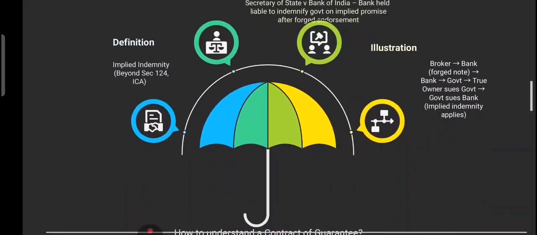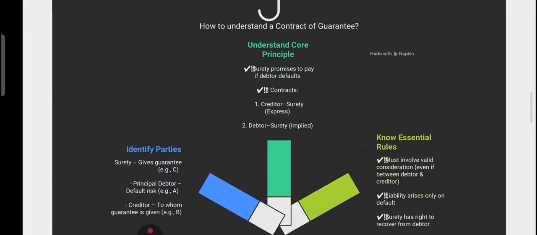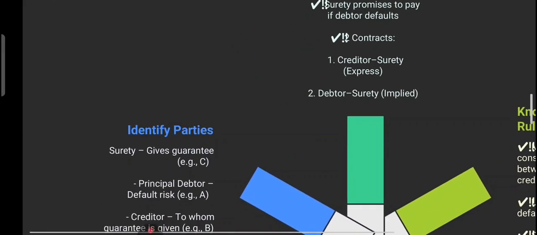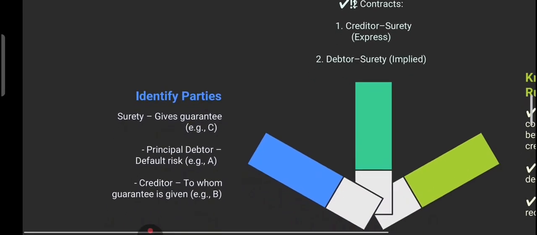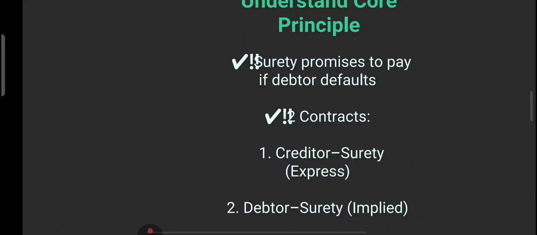Now have a look at the contract of guarantee. Implied indemnity, I told you what it means. In this slide, the concept of the contract of guarantee will be clear. So friends, it is an important safeguard in the world of business and finance. At its core, a contract of guarantee is when a surety, that is a third party, promises to pay if the principal debtor defaults. This means if the borrower fails to pay, the surety will step in. So the surety will pay if the borrower fails to pay. That is the main point, right?